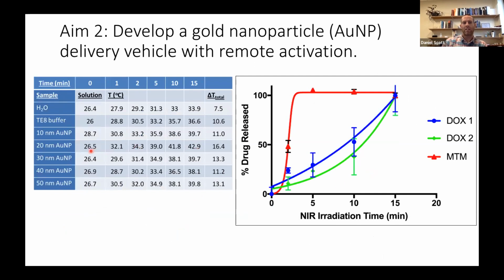So the first step was trying to choose what size of gold nanoparticle we wanted to use. We chose 20 nanometer particles because when we irradiate them with our light, what we're looking at is just an increase in temperature, and we got our highest increase in temperature quickest with our 20 nanometer particles. Then, loading those with our DNA and our drugs, what we're looking for is, can we release these in different fashions based on how much light we're able to irradiate with?